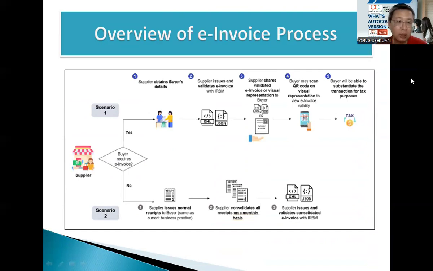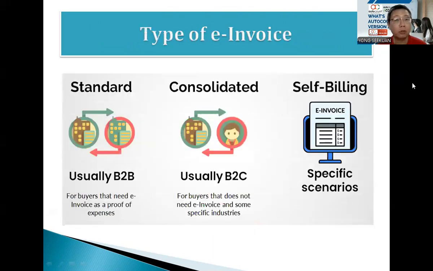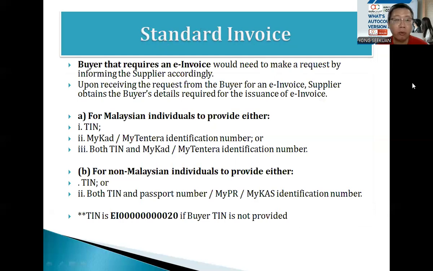You will see in scenario one, you issue this invoice to your customer when they provide the information. This is what we call a standard invoice. In scenario two, you issue an invoice but the customer does not provide any information, so we call it a consolidated invoice. That's why we have three types of invoice: standard invoice, consolidated invoice, and one more, per specific scenario, where you may need to issue a self-billed invoice. Let's go through these three invoice types.